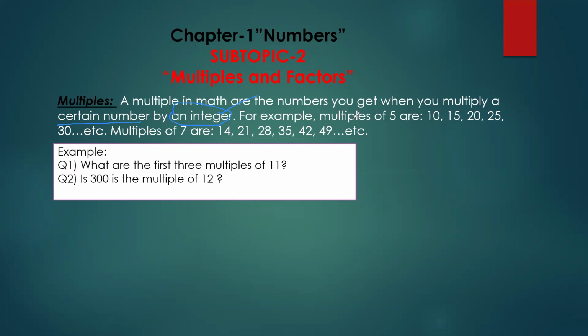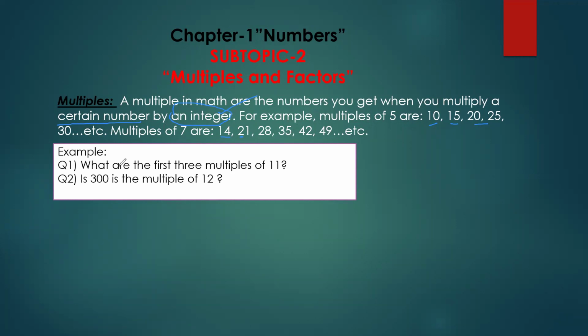For example, the multiples of 5 are 10, 15, 20, 25. These are all known as the multiples of 5. Another example: the multiples of 7 are 14, 21, 28, 35, and so on. These are all known as the multiples of 7. This means you have to write the table of 7: 7 twos are 14, 7 threes are 21. These are known as the multiples of that number.